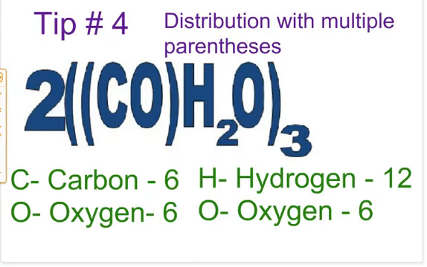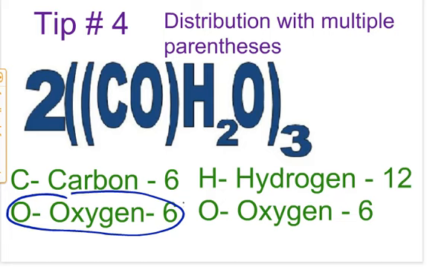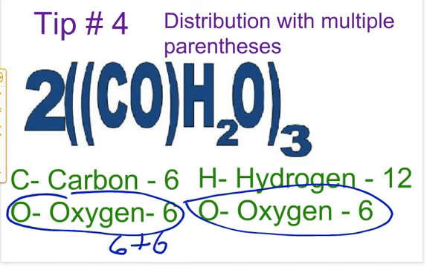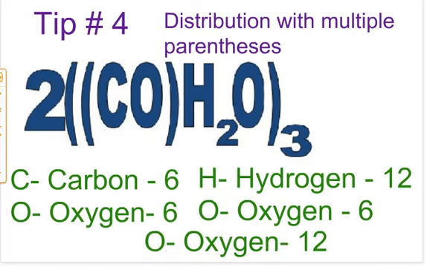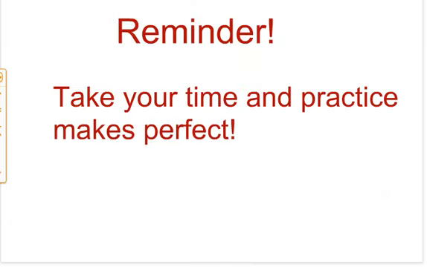This is it all laid out. Now, we need to look at something. We have oxygen right here and oxygen right there. We're not going to multiply them, we're going to add them together. 6 plus 6 is 12. So these oxygens are gone. We have 6 carbon, 12 hydrogen, and 12 oxygen. Always remember, just take your time.